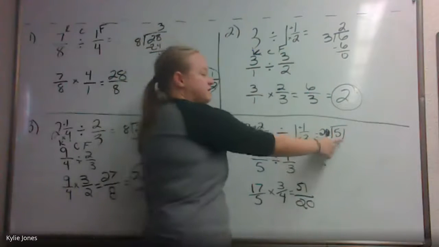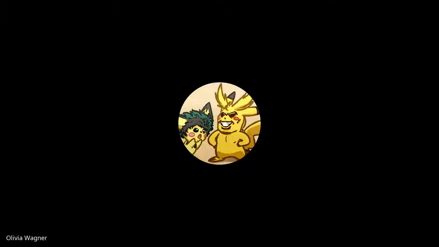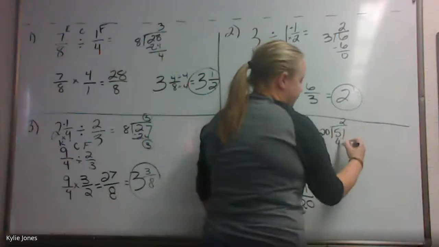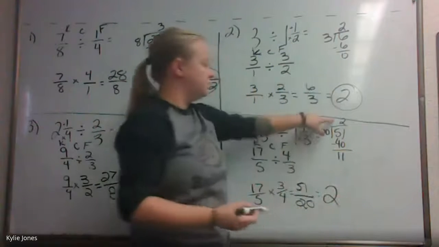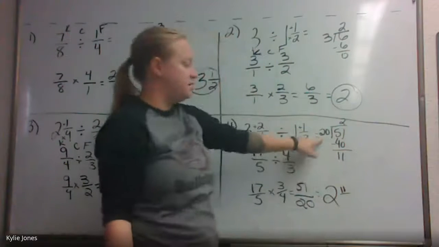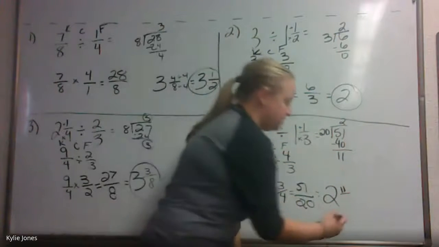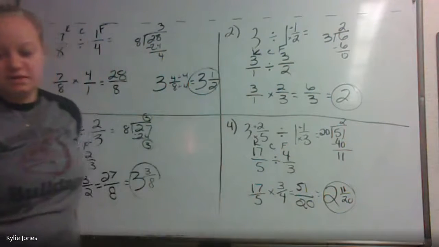So let's do this division here. 51 divided by 20. How many times does 20 go into 51? Twice. And it's 40. We subtract and get 11. So our whole number here is 2. 11 is our remainder, so it becomes our numerator. 20 is what we divided by, so it's our denominator. And that's as simplified as that goes.